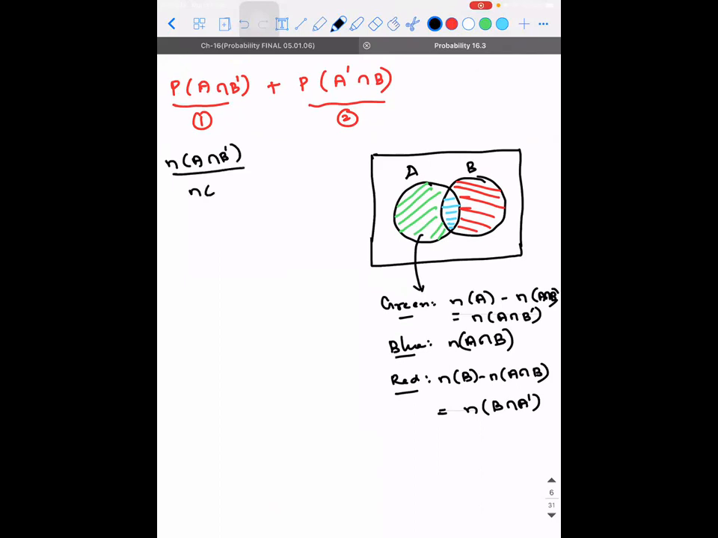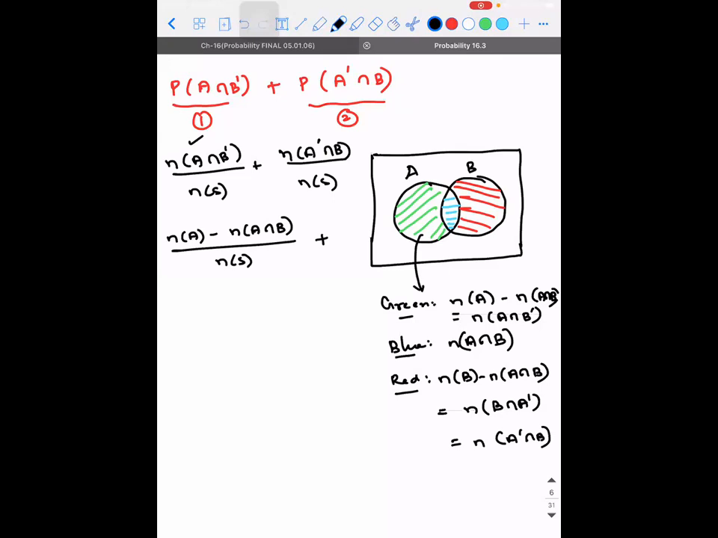Okay. So A intersection B dash, can I write it as the number of elements in A intersection B dash divided by n of S, plus, look at the way I'm going to write, plus the number of elements in A dash intersection B divided by n of S. So what are the number of elements in A intersection B dash? That is the number of elements in A minus the number of elements in A intersection B, the whole divided by n of S. Plus, what is the number of elements in A dash intersection B? This is also the number of elements in B minus the number of elements in A intersection B by n of S. Guys, am I clear with this?